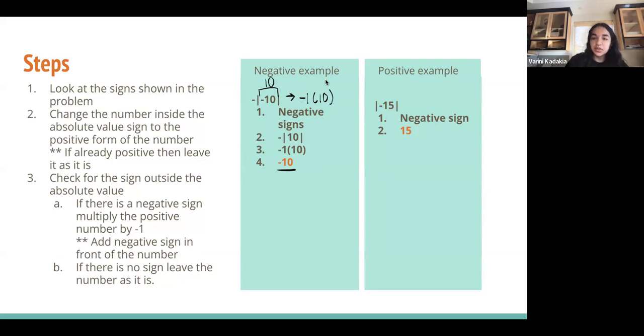But if we see there's no negative sign in front, then our answer would just be to take this number that's in the absolute value and just make it positive. So we get 15.